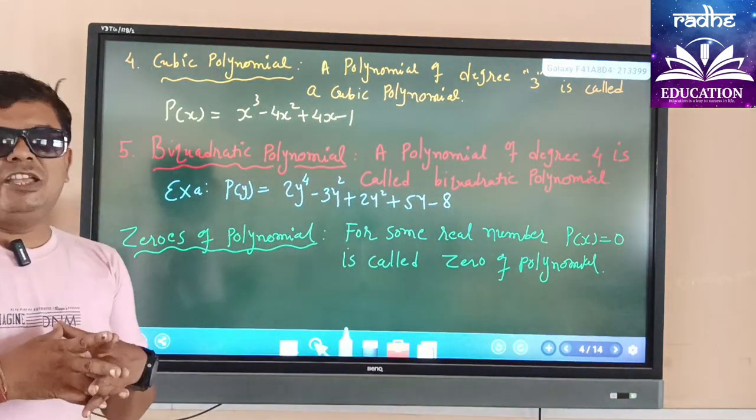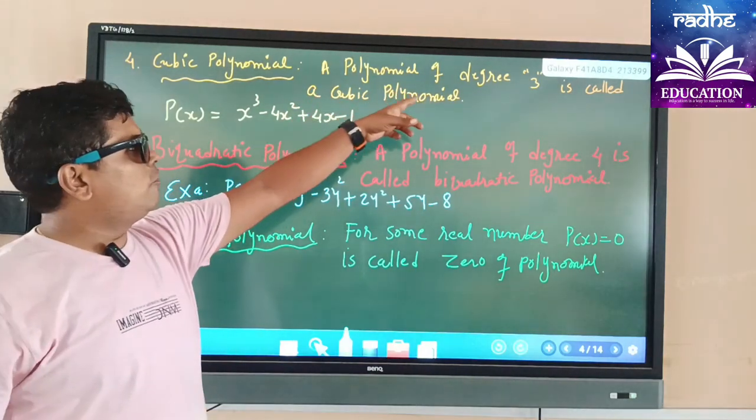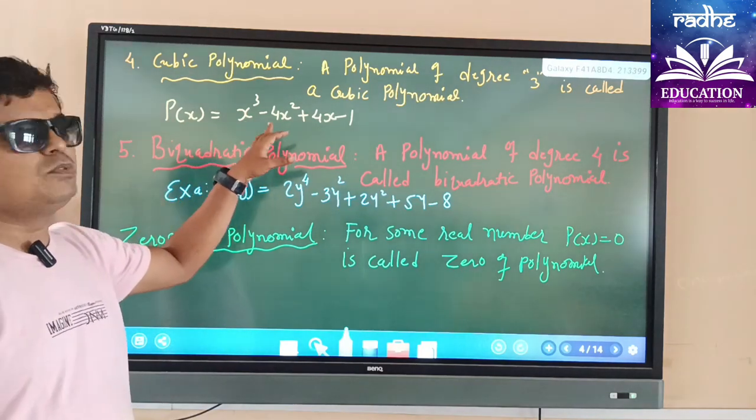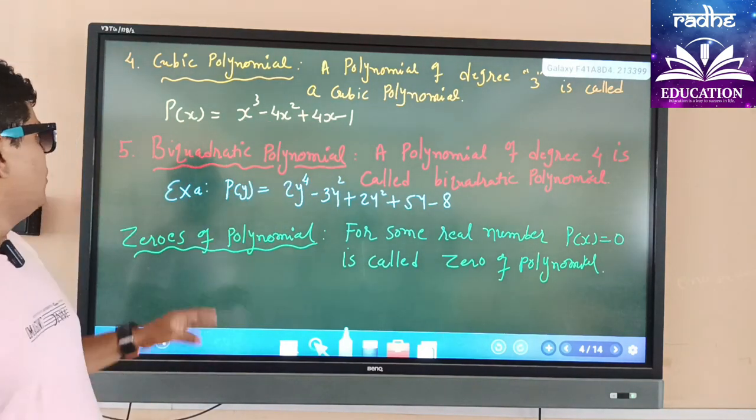Cubic polynomial. If the degree of the polynomial is 3, then it is called a cubic polynomial. P(x) equals x cubed minus 4x squared plus 4x minus 1.